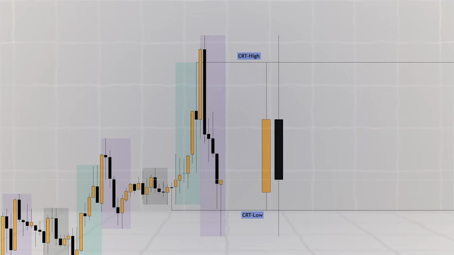In such cases, the correct decision is not to force a trade, but to accept that the market has executed the scenario without you and simply move on to the next day or the next instrument.